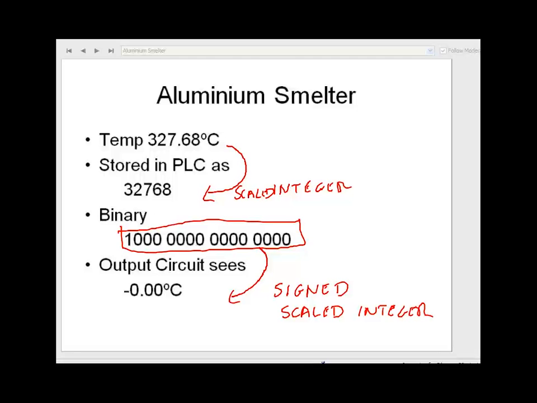And the output circuit looked at that number, and because the same binary number is a different thing in unsigned integer than it is in signed integer, the output circuit, which is working in signed integer, sees that number and thinks it's -0. So at this point, the output circuit says, oh dear, the thing's got awfully cold, I'll throw a load of heating on. And the output circuit starts chunking in great big heaters.